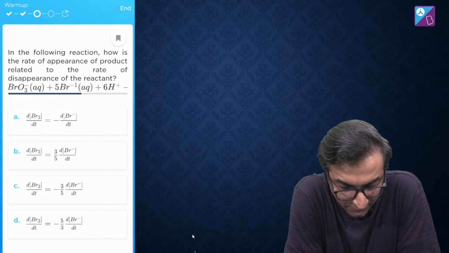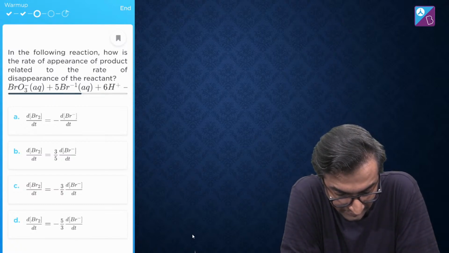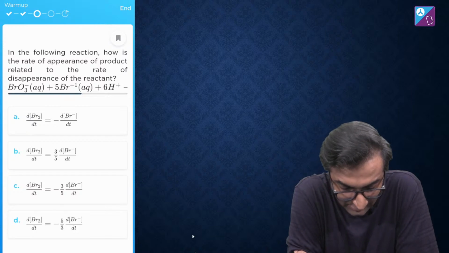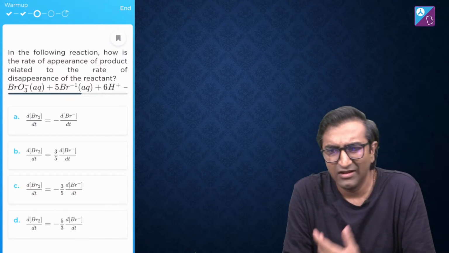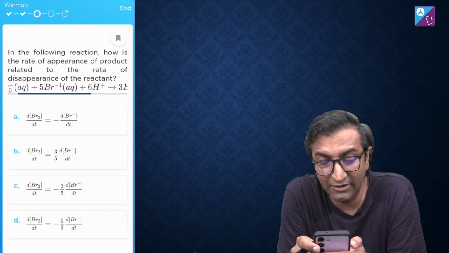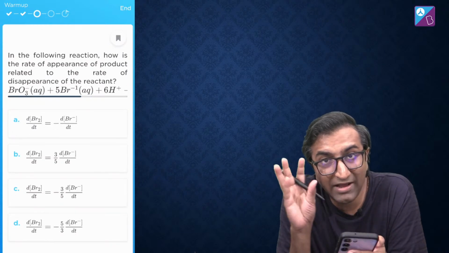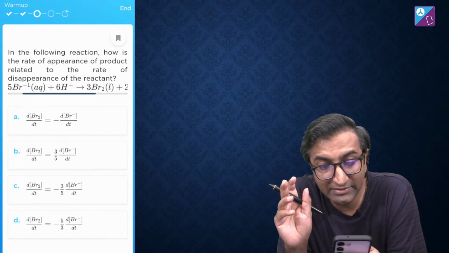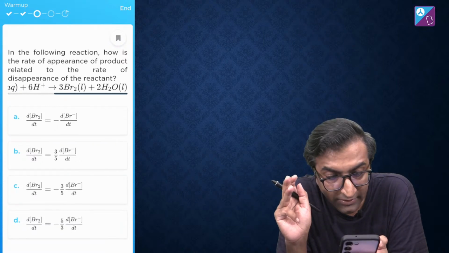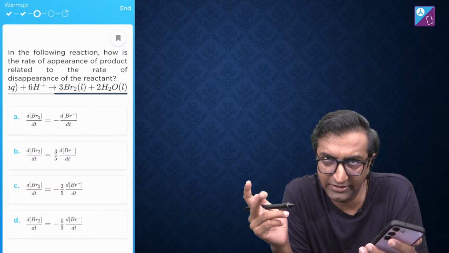How is the rate of appearance of product related to rate of disappearance of reactant? यहाँ पे reactant तो कहीं दिख नहीं रहा है. अच्छा, reactant इधर है. कौन सा reactant? They want to talk about bromine. Okay. Now think about this. Even here, if you have forgotten for some reason, numerator में डालना है, denominator में डालना है. It is clear that bromide ion, 5 bromide ion react करेंगे, तब मिलेगा आपको 3 ब्रोमीन लिक्विड मॉलिक्यूल्स. ठीक है.